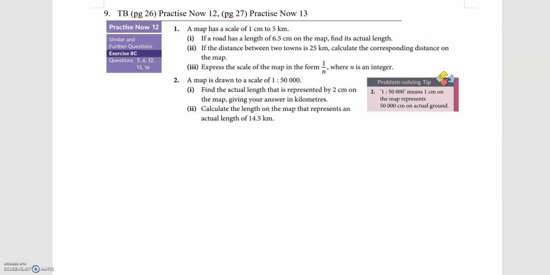This video guide is for the following questions. A map has a scale of 1 cm to 5 kilometers. If a road has a length of 6.5 cm on the map, find its actual length.